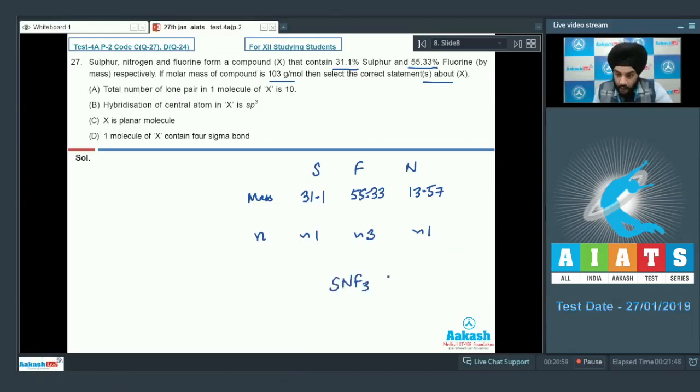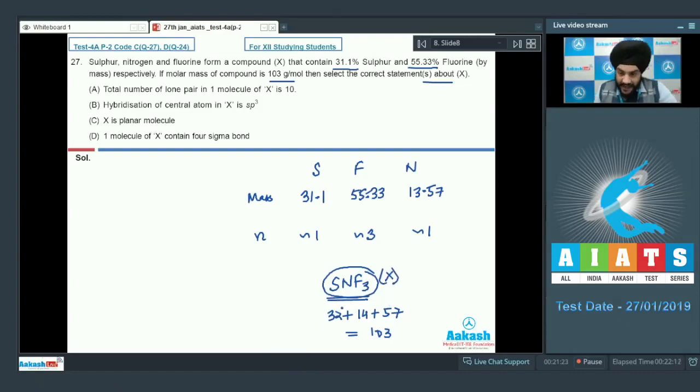We can talk about the molar mass. So one formula unit contains 32 plus 14 plus 57 grams, which is equal to 103 itself. So the compound under consideration, the compound X, is SNF3 itself. Now let us talk about the structure of SNF3.